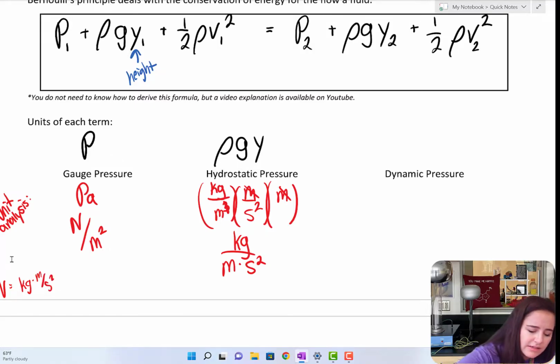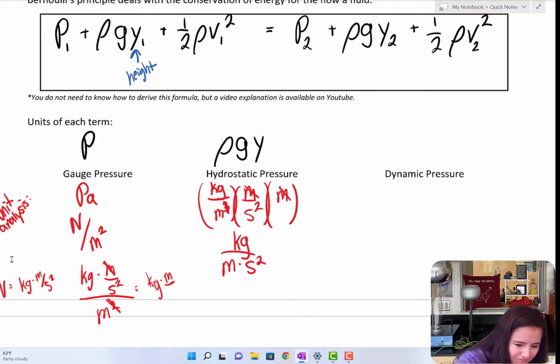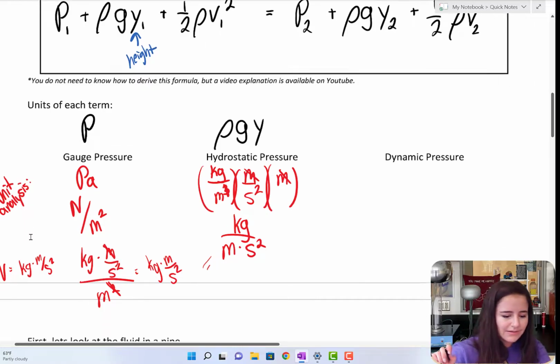And then let's look at this and plug that in there. We'll have kilogram meter per second squared over meter squared. So then what ends up happening is we have the meters squared canceling out with that meters. So this does simplify down to kilogram meter per second squared, which is the same as the units of that, which is good because we can't add terms unless they have the same units.